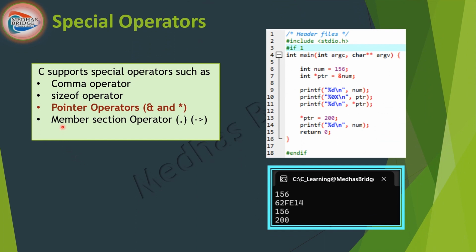One more special operator is called the pointer operator. We would like to walk through a detailed understanding of pointers in C, which is a very important topic. But for now, just to understand what special operators exist in C, this is one of them. To illustrate the concept, see the sample program which I captured as a screenshot here.